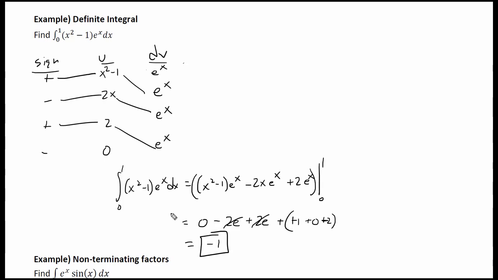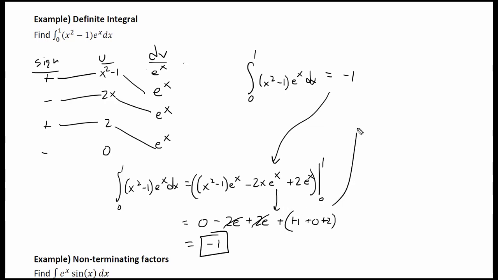So again, we can rewrite that and say the integral from 0 to 1 of x squared minus 1 e to the x dx is equal to negative 1, because we did all the work here and we ended up with that. All right, so that was a definite integral.